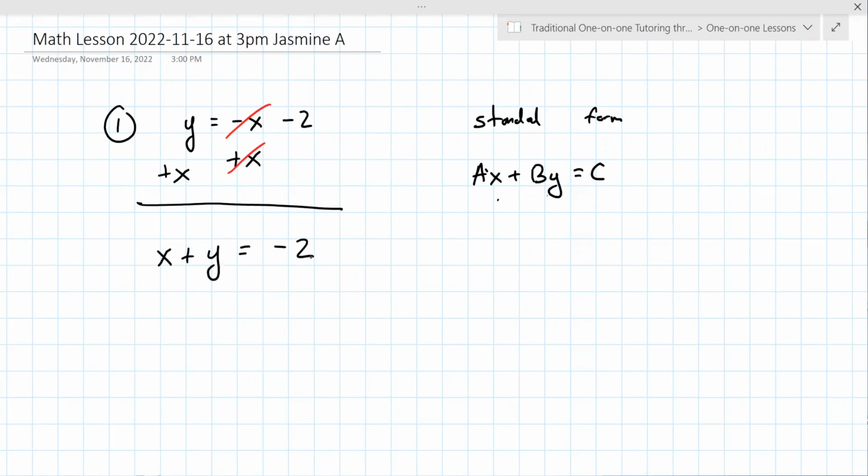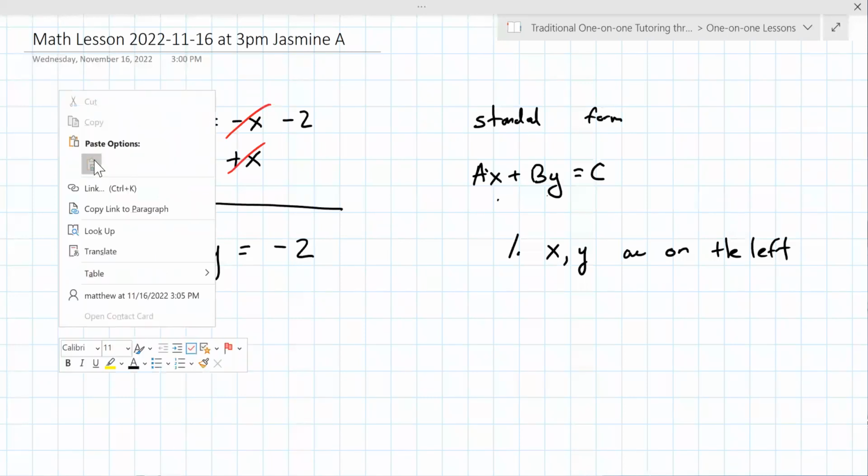Okay. So there's a bit more here to standard form. The first thing I mentioned, though, is that both x and y are on the left. That's our first kind of guiding principle. We're going to look at question 2, and we're gonna add to it. So let me grab question 2 and snip it in here.